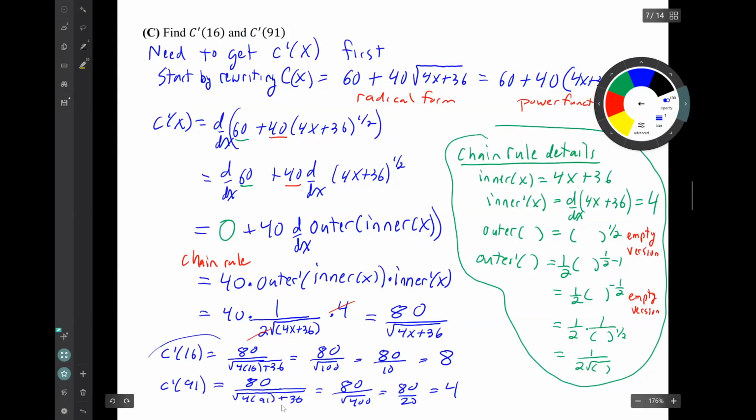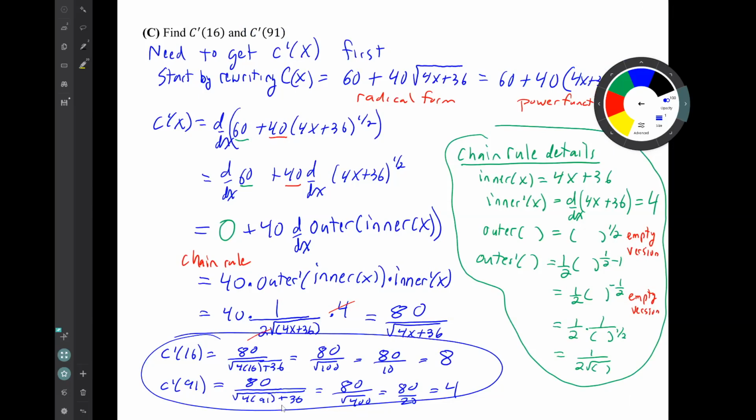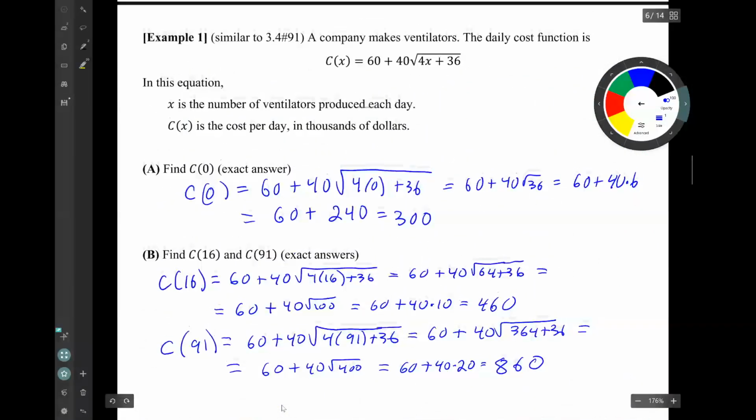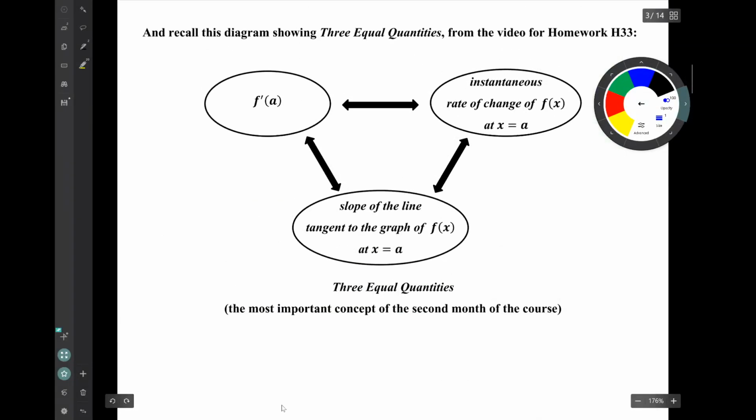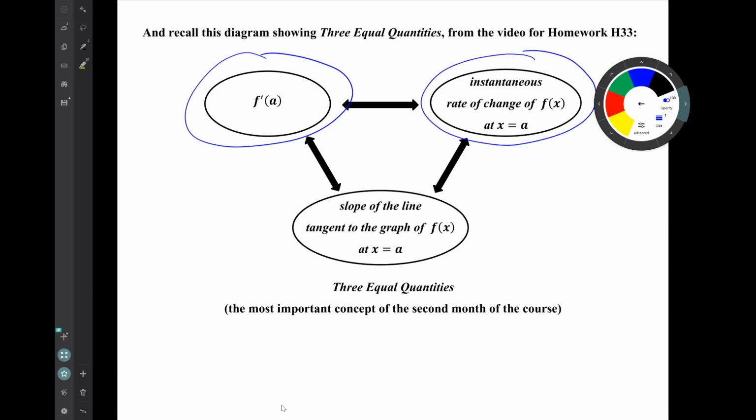In question C, we found these derivatives, and we found the values of the derivatives at those particular x values. Well, let's go back up and review that important diagram. We found these quantities in question C. We interpreted them, that is, we wrote what they told us about the costs. That was one of our jobs, was to interpret them. And so we used the language of rate of change. But now we're supposed to illustrate them on a graph.